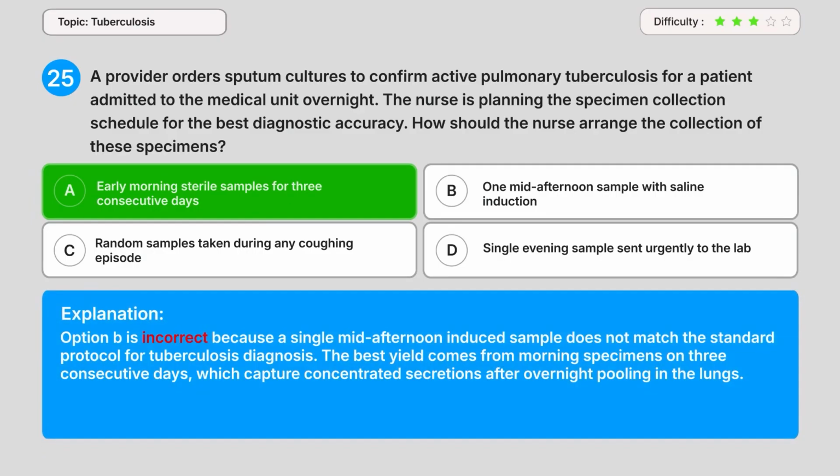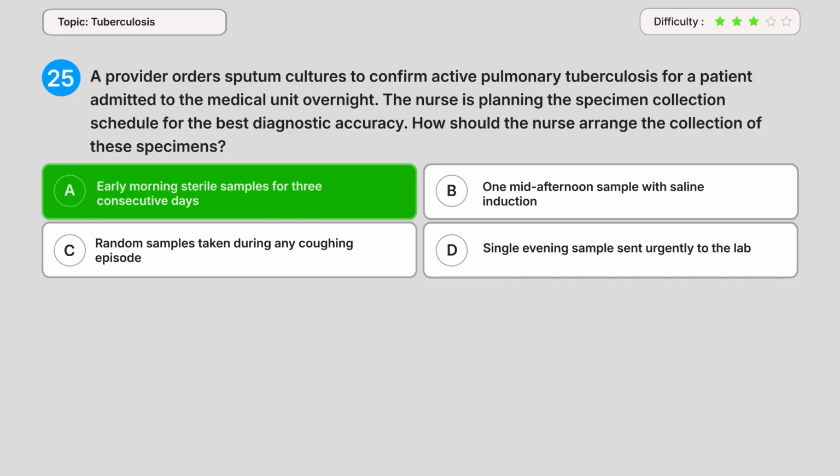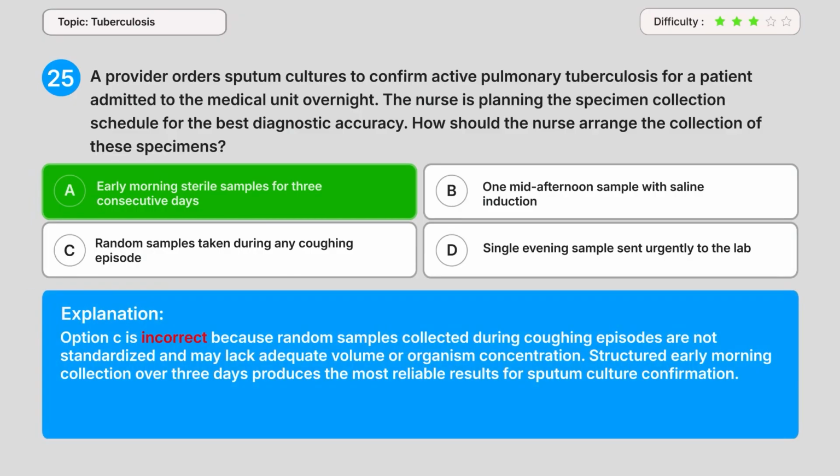Option B is incorrect, because a single mid-afternoon induced sample does not match the standard protocol for tuberculosis diagnosis. The best yield comes from morning specimens on 3 consecutive days, which capture concentrated secretions after overnight pooling in the lungs. Option C is incorrect, because random samples collected during coughing episodes are not standardized and may lack adequate volume or organism concentration. Structured early morning collection over 3 days produces the most reliable results for sputum culture confirmation.